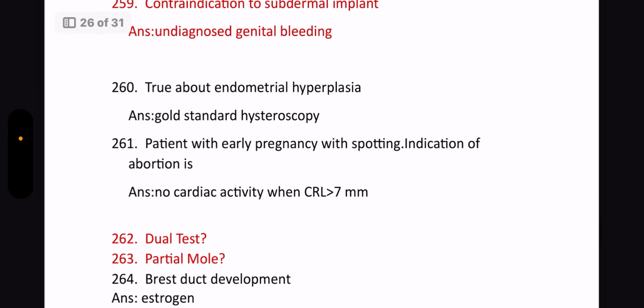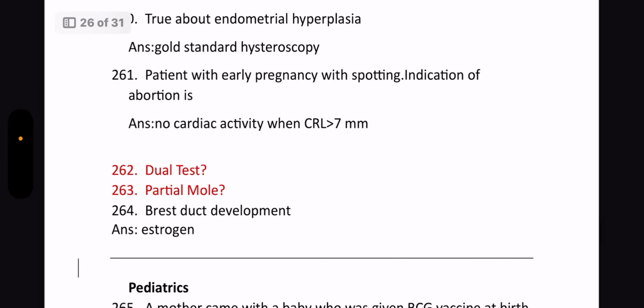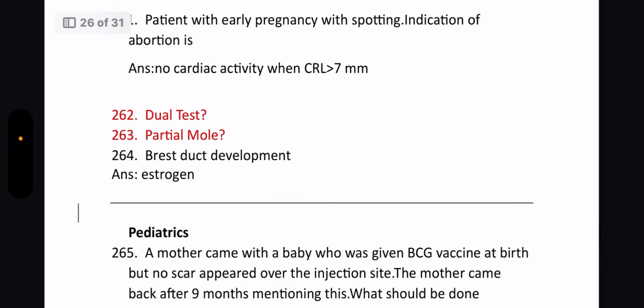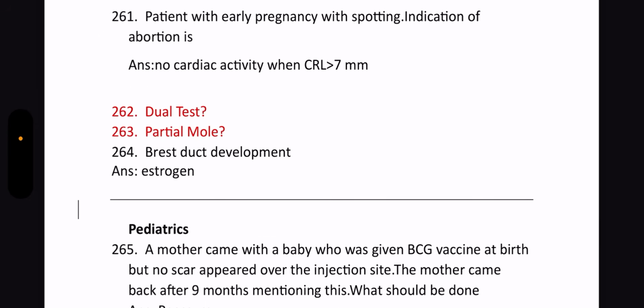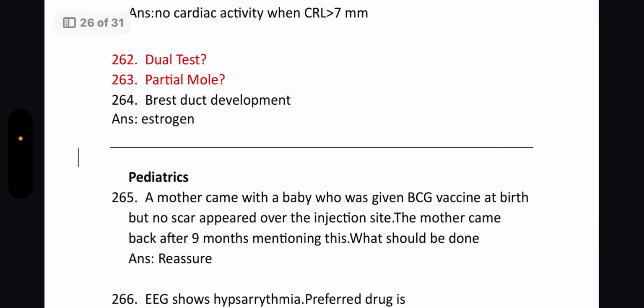Contraindication to subdermal implant. Answer: undiagnosed genital bleeding. Next, endometrial hyperplasia, gold standard hysteroscopy. Patient with early pregnancy, supporting indication of abortion is no cardiac activity and crown-rump length more than 7 mm.